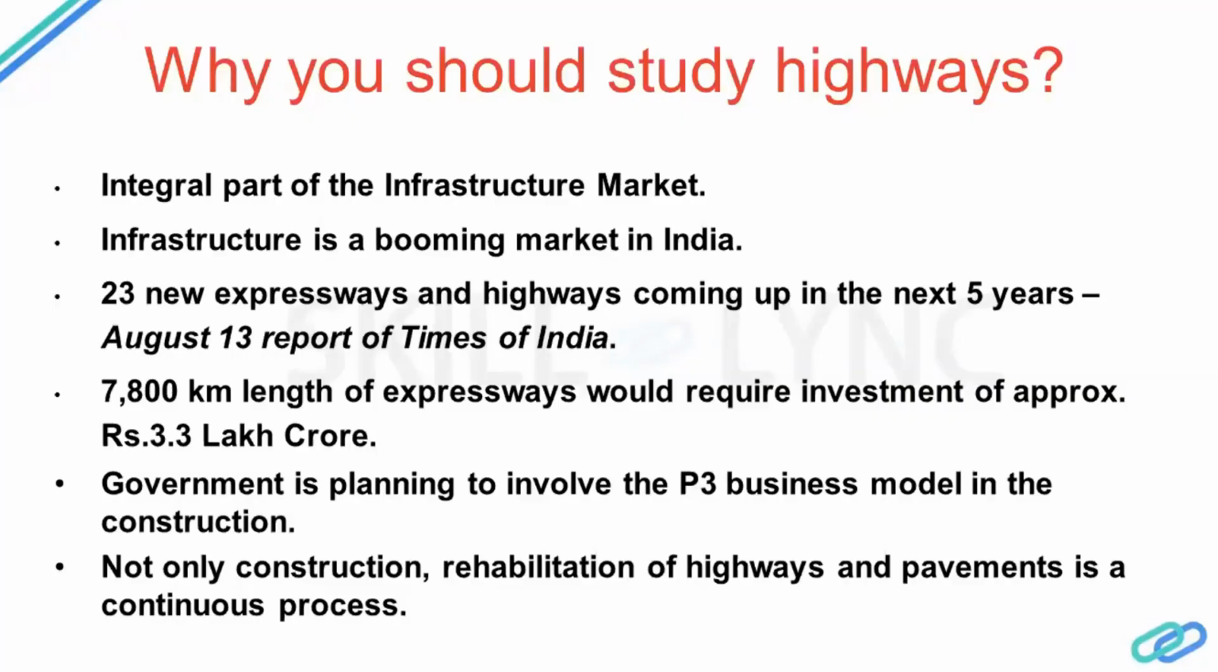Going back to the above points, 7,800 kilometers for 3.3 lakh crores, and this is only the construction of a new highway. Now, when we walk through different phases of our life, we see every day, or in summers specifically, highway construction is going on. We have the government departments overlaying the existing roads, the asphalt roads. They are overlaying them. So that will come under the rehabilitation of the highways and pavements.